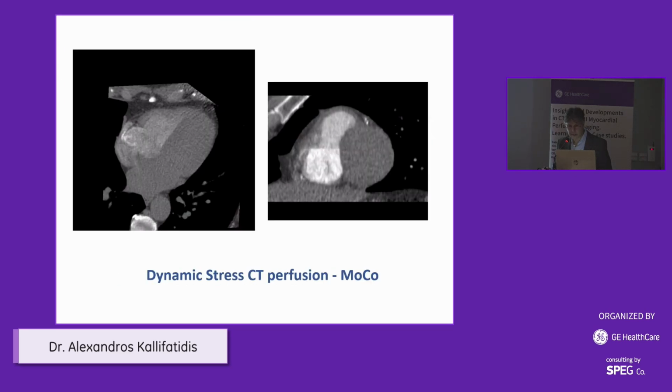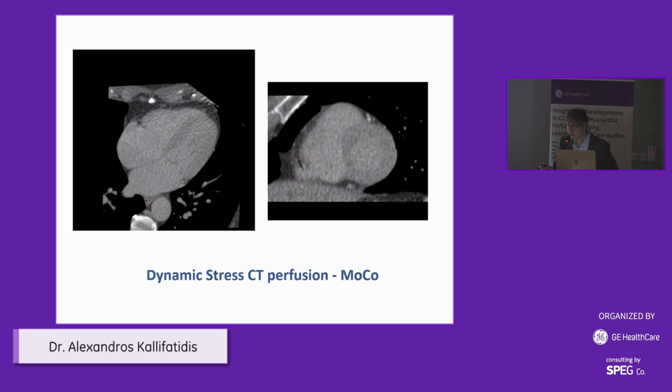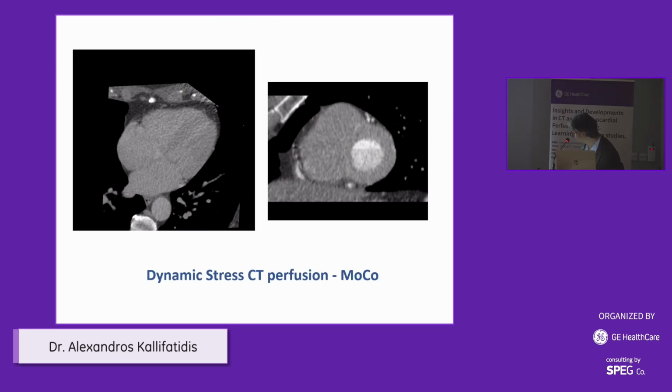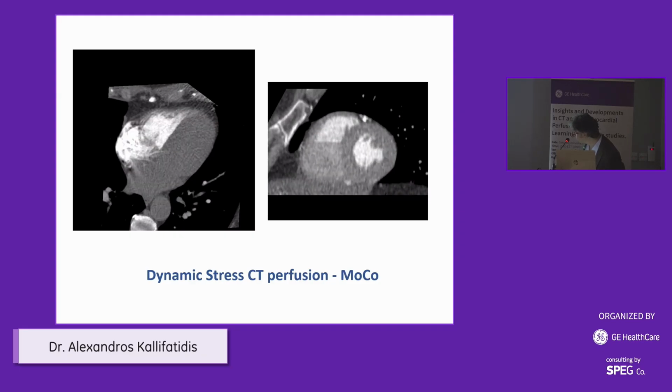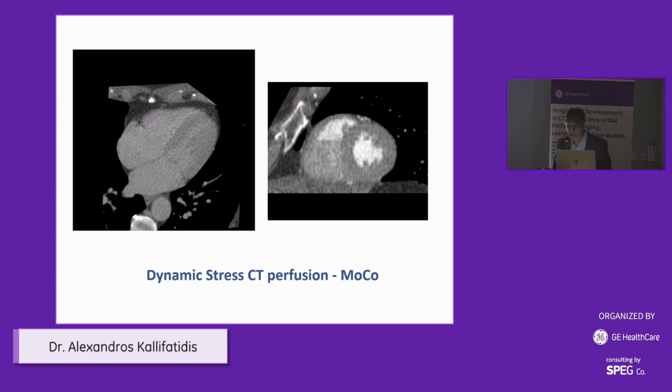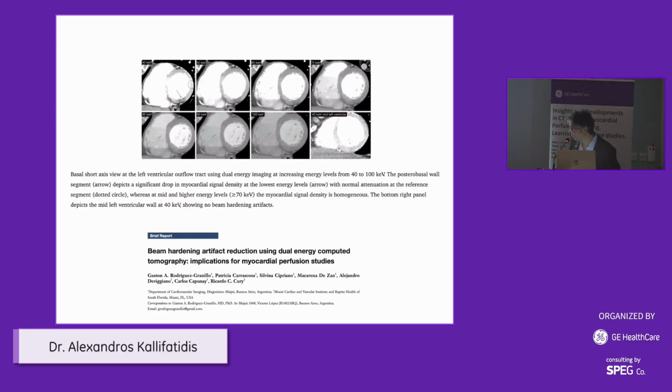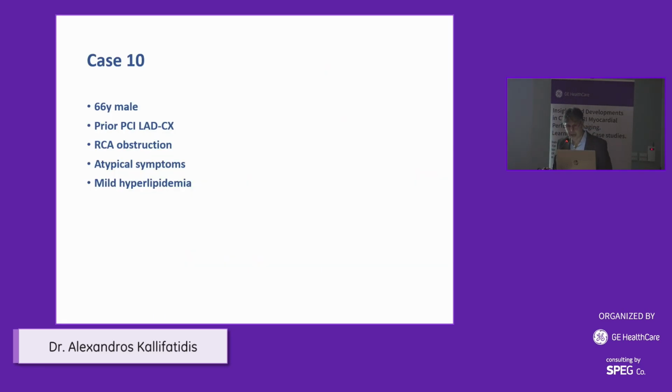So just an example here of how we are using this technique, movement correction, in order to improve image quality, and we can have this homogeneous enhancement of the myocardium. In this publication, they showed that this beam hardening artifact that we usually see in the posterolateral basal wall of the left ventricle, with dual energy techniques and increasing the energy levels, we can overcome.